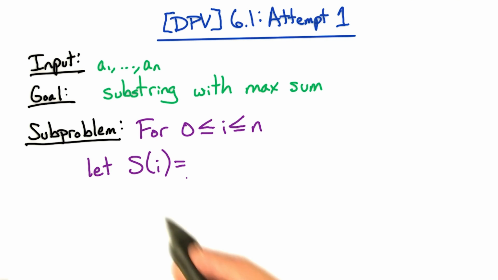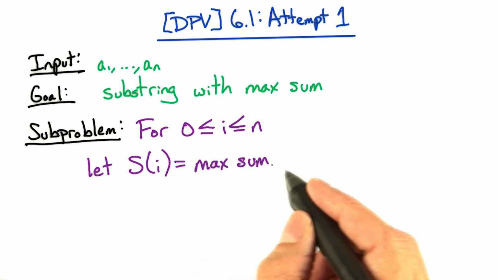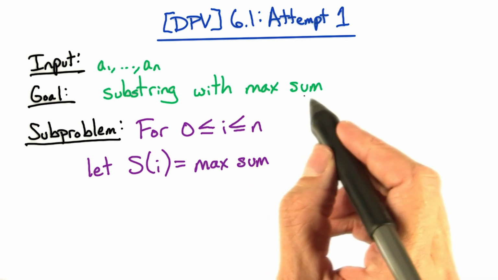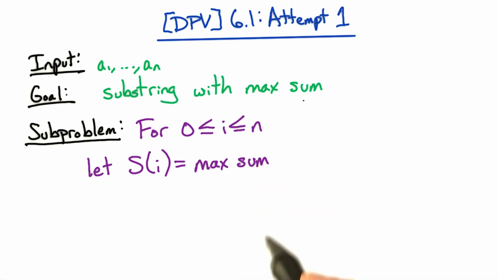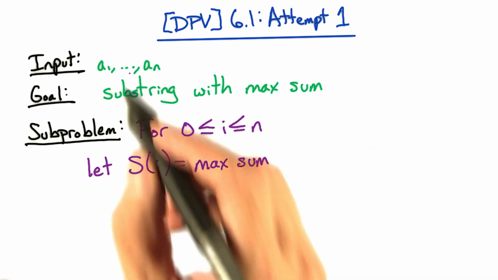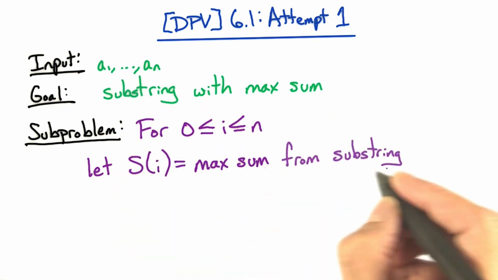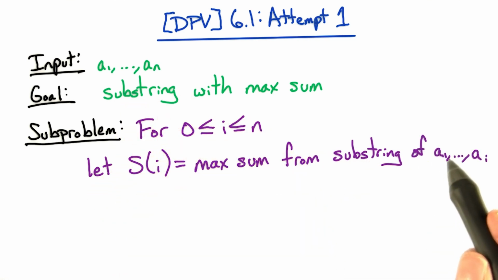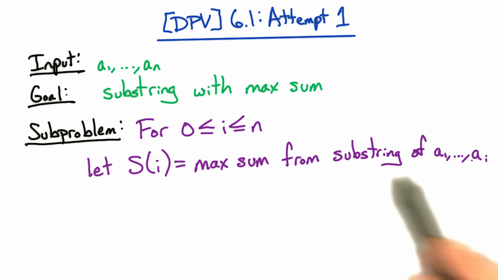And now I'm going to define S of I in words first off. It's going to be the max sum that I can obtain. This is the same form as the original problem, but instead of considering the whole input, I'm going to consider the first I numbers. So it's the max sum from a substring of A1 through AI. So it's the first I characters of the input.